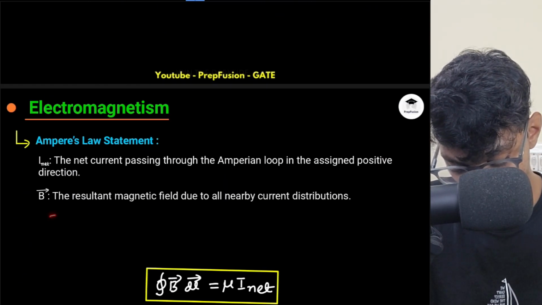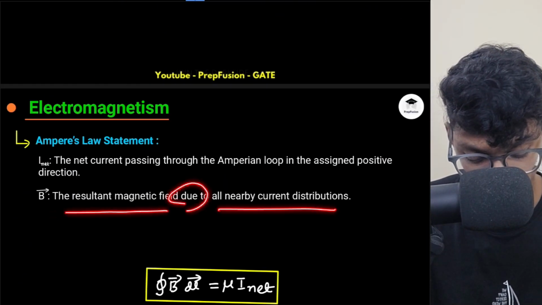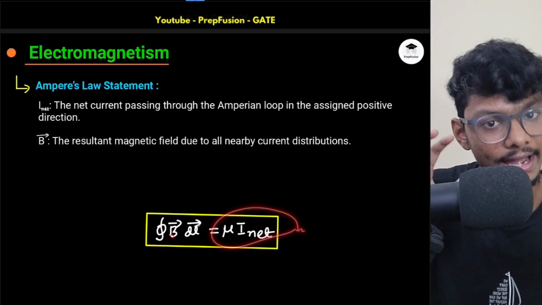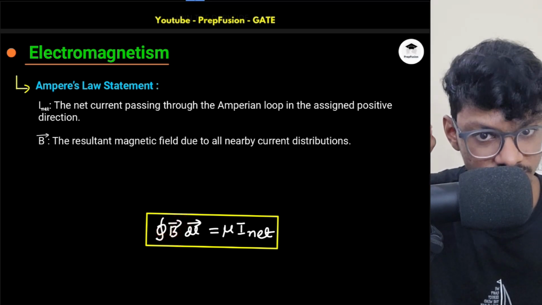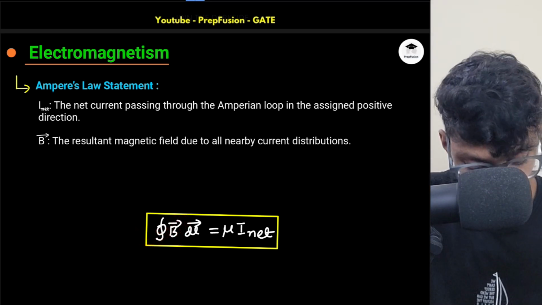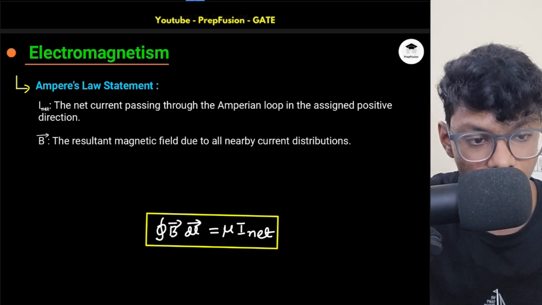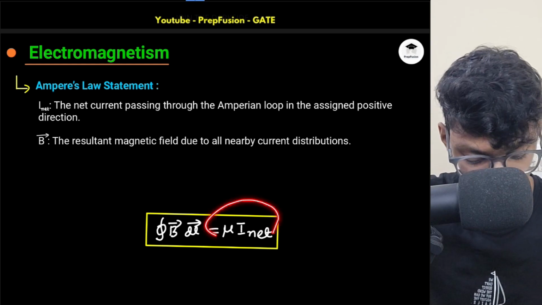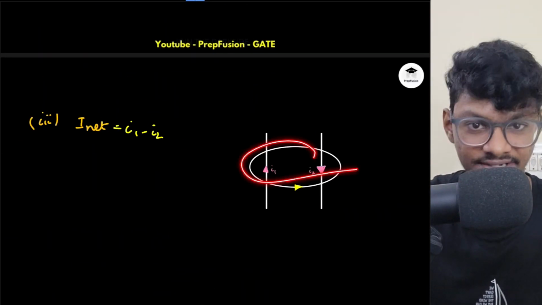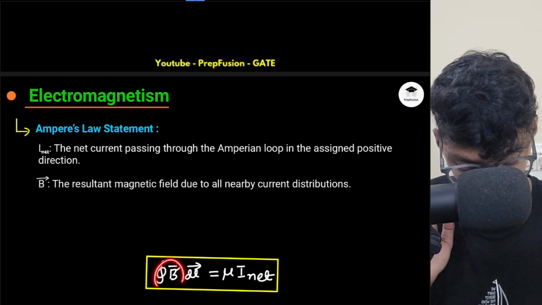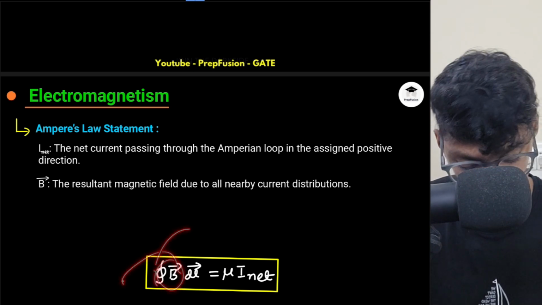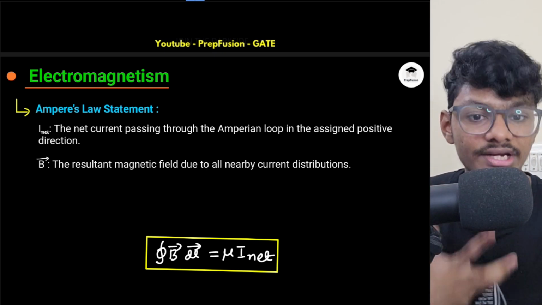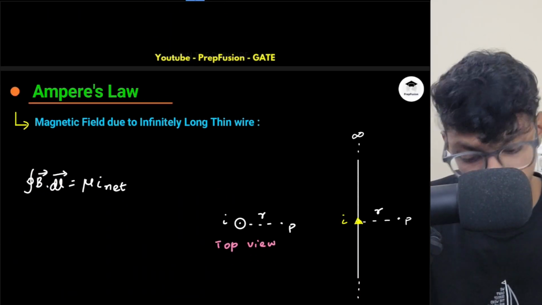So now B is the resultant magnetic field due to all nearby current distributions. So with the help of this, we will find out I net. Then, due to symmetry, B will be some uniform constant thing. So I will take it out of the integration, and with the help of that, I will be able to simply derive the expression for magnetic field intensity due to different distributions. That is my aim. So finding out I net is very simple. Then B will be constant, so this can come outside of the integration. Then I can simply manipulate equations, and I will get my equation for magnetic field intensity due to different current distributions. So we'll solve it for one of the cases.